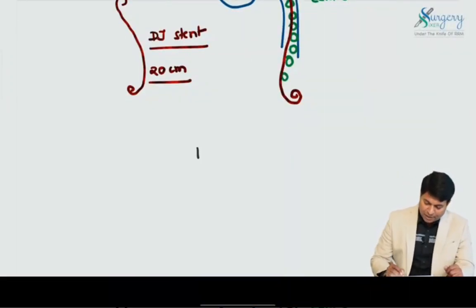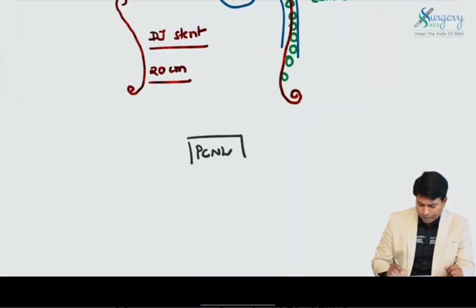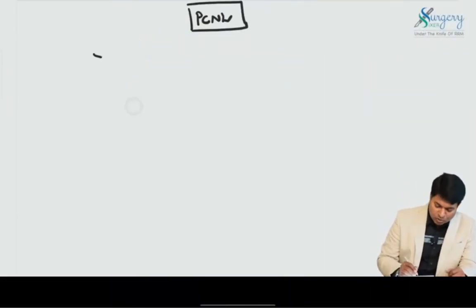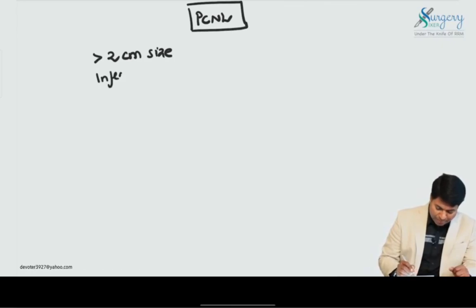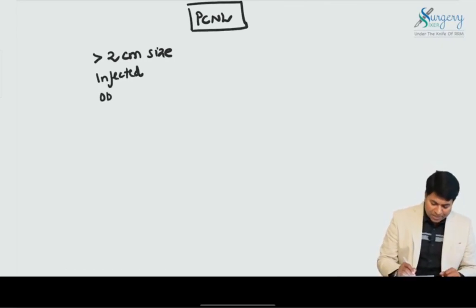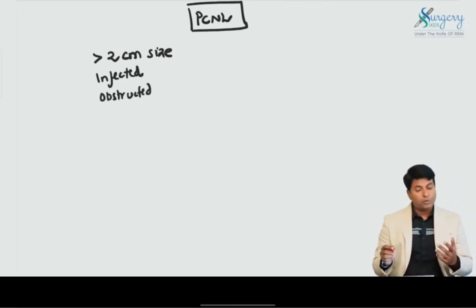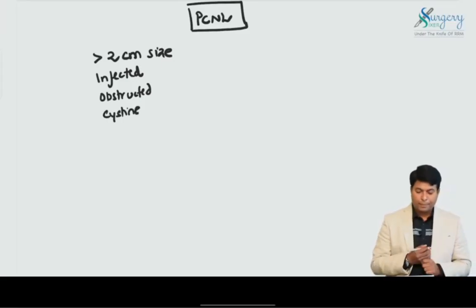What is the next method? The next method of surgery is PCNL. Percutaneous nephrolithotomy is indicated for very big stones, more than 2 centimeters in size. We can use it in an infected urinary system, in an obstructed urinary system, in cystine stones, and in failed ESWL.